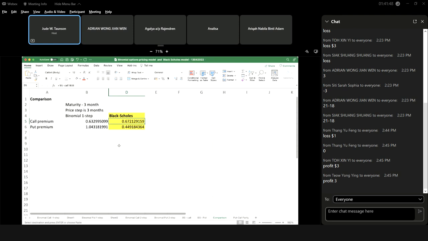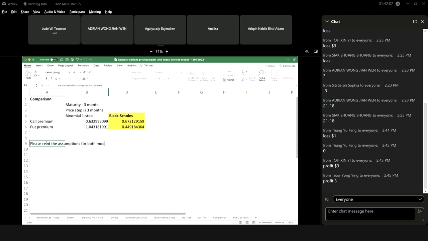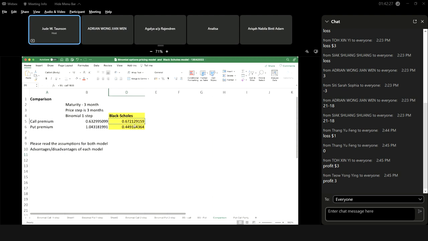Okay. So please read. Please read the advantages of Black-Scholes over the binomial. Read the assumption for both models. Okay. Advantage, disadvantage of each model. Right? Okay. So this is important. Again, it is very important, right?